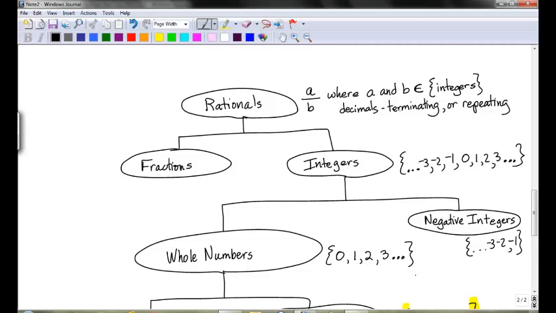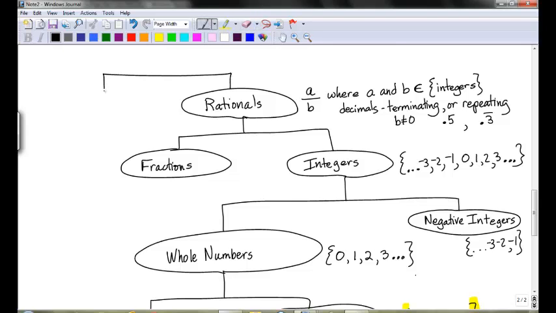B cannot be 0, because you'd have division by 0. You can also put the decimal examples like 0.5, it stops, or 0.33 repeating. We usually show a bar above it to show it's repeating.